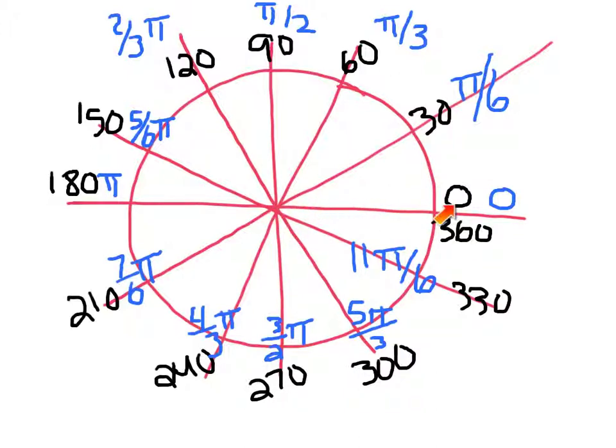So you will have to be able to count your way around a unit circle with all of these numbers. Think of it like memorizing your multiplication tables. It's just you're memorizing the trigonometry unit circle.